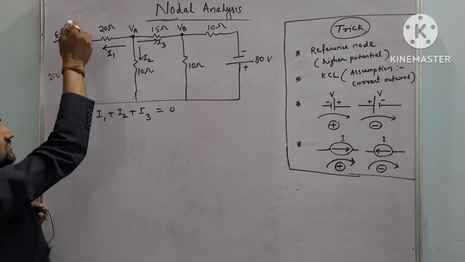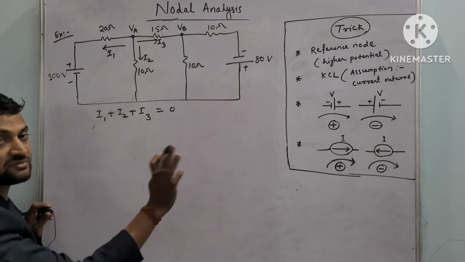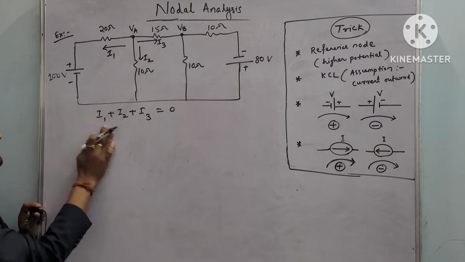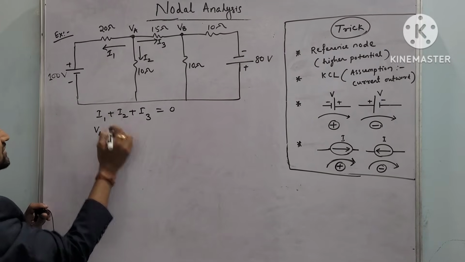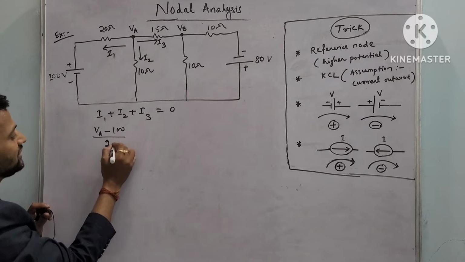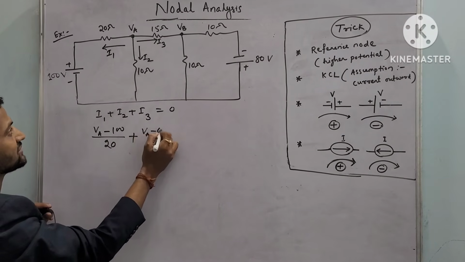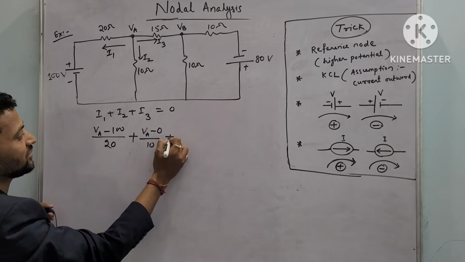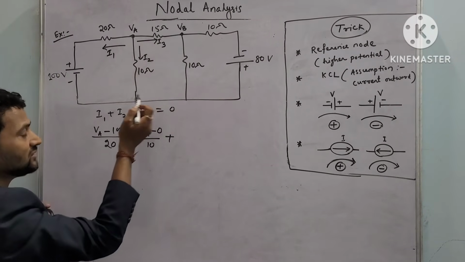Why is it minus? Because we are going from positive terminal to negative terminal, falling potential. Many times I have told you. So in place of I1, I can write down change in potential is VA, so VA minus 100 upon 20, plus in place of I2, I can write down VA minus of 0 upon 10, plus in place of I3, what is the change in potential?